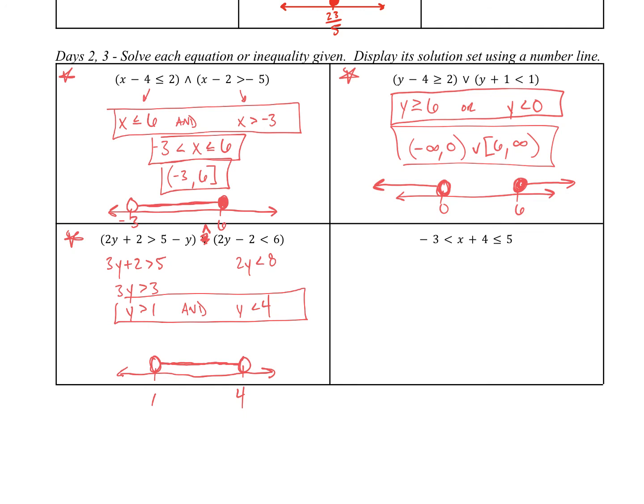So a nice condensed way to write this would be like this. Or if you wanted to put it in interval notation, you could say that it's all the values between 1 and 4, not including either. And finally, the fourth problem. So here you can break them apart, and you can have this be 2 different statements connected by an and. I'm going to subtract 4 from both sides.